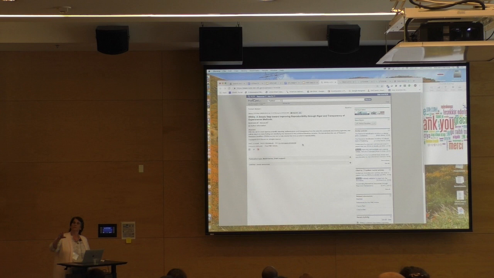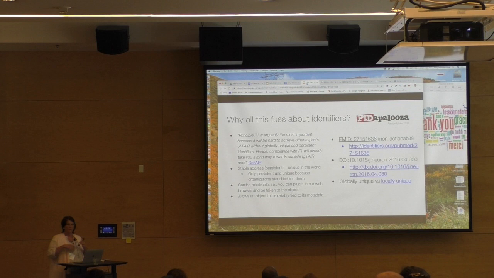So there's actually a lot of infrastructure, science, and social contracts involved in these persistent identifiers, which is why they get their own particular conference and why we spend so much time on them.